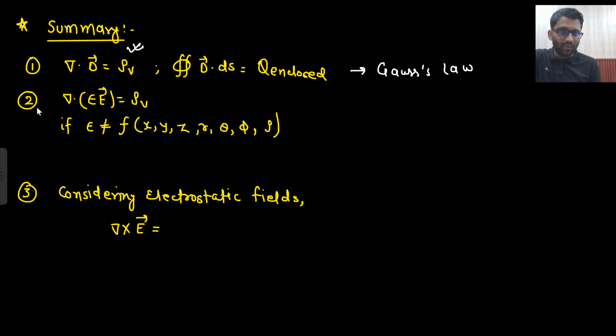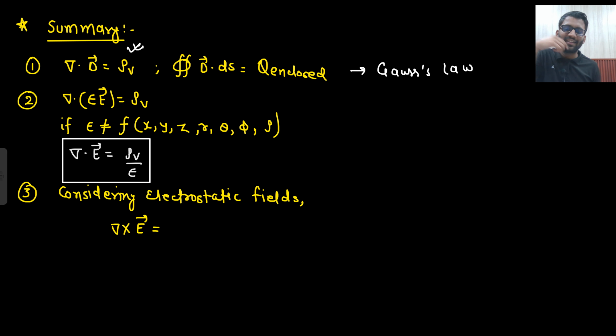So epsilon you can take out only if epsilon is not a function of x, y, z, r, theta, phi or rho. That means if epsilon is not a function of your coordinates, then you can take it out. And if you take it out, then the expression will be del dot E equals rho V by epsilon. But you always remember the condition, because I am pretty hopeful that in the examination they are going to give something where E will also be a function of space and epsilon will also be a function of space, and then they can ask you the value of rho V. So there you will get confused. These kinds of things can be asked.